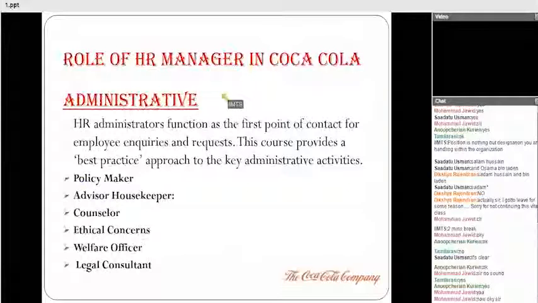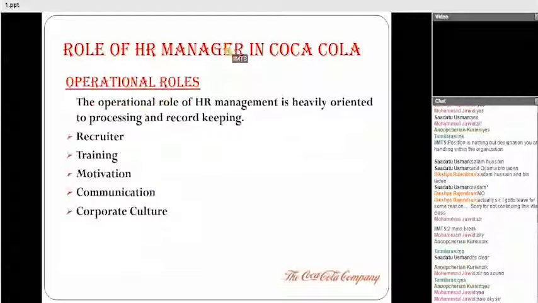The role of the HR manager in Coca-Cola. HR administrators function as the first point of contact for employee inquiries and requests. Number one, this provides a best practice approach to the key administrative activities such as policy maker, advisor, housekeeper, counselor, ethical concerns, welfare officer and legal consultant. So this is the role of the HR manager in Coca-Cola.